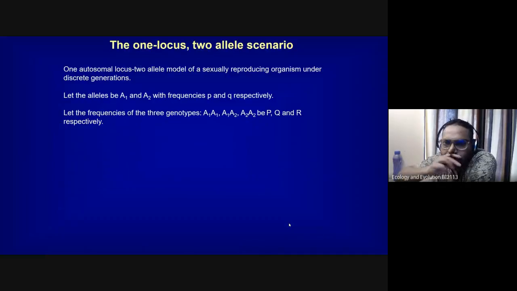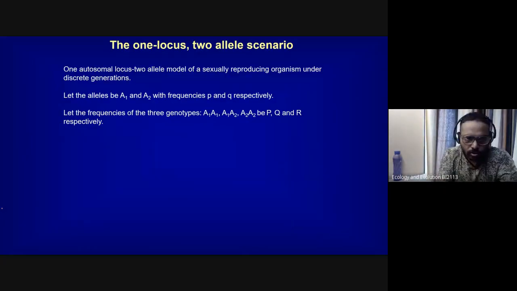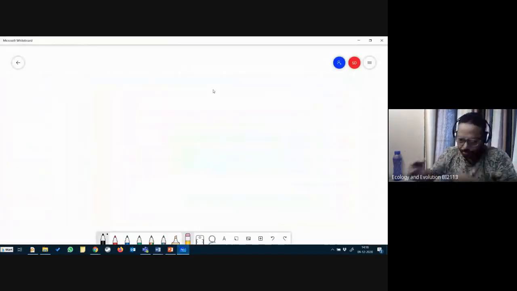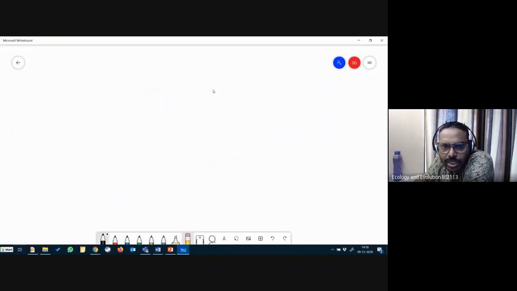So let's make this a little bit more formal. All right. So let's put some numbers over here. Let's assume that we have a one locus, two allele scenario. Okay, so we have one locus, and at that one locus we are considering only two alleles.